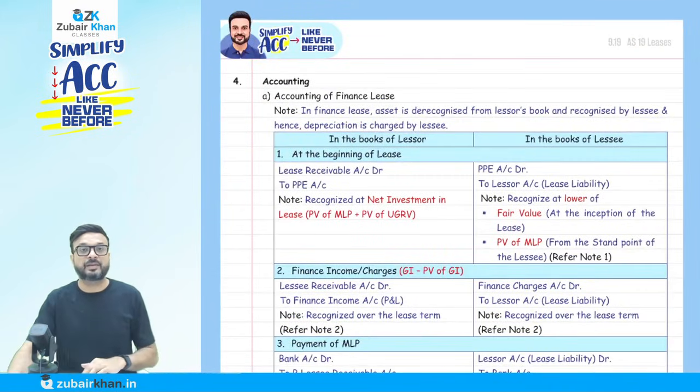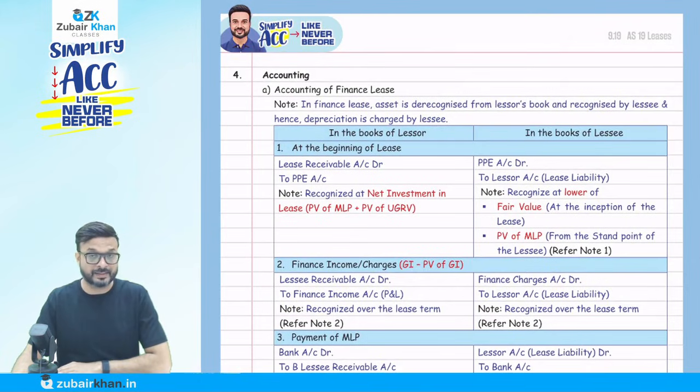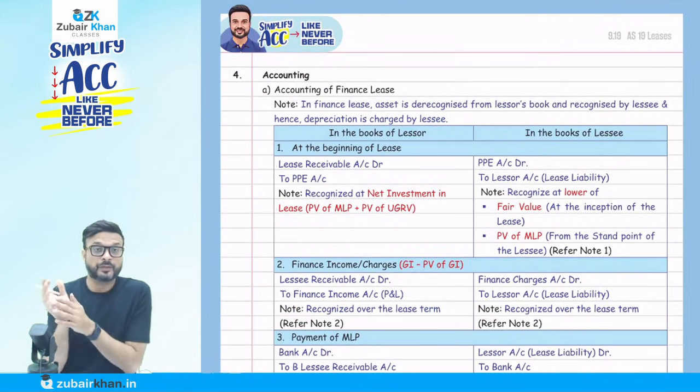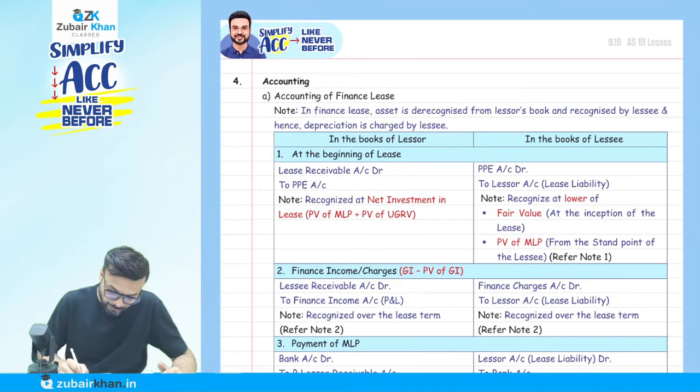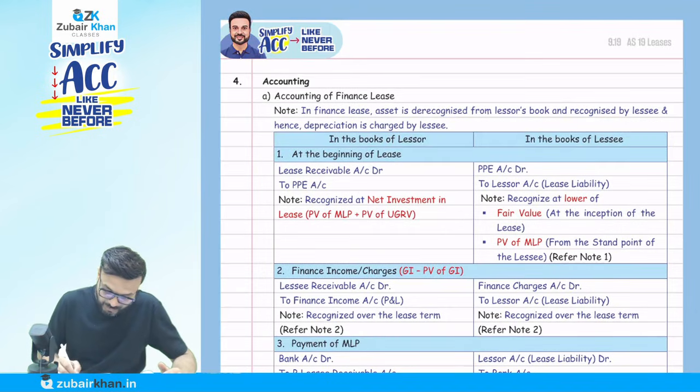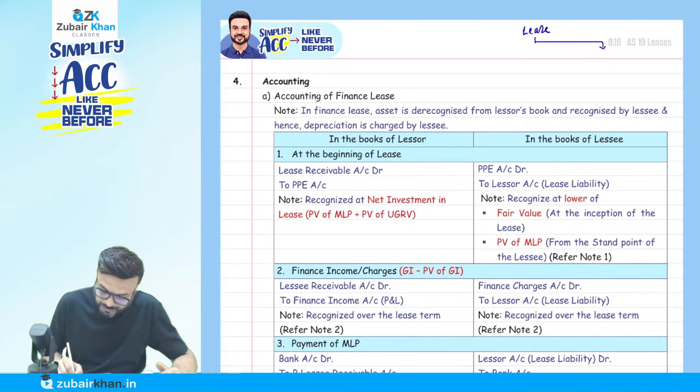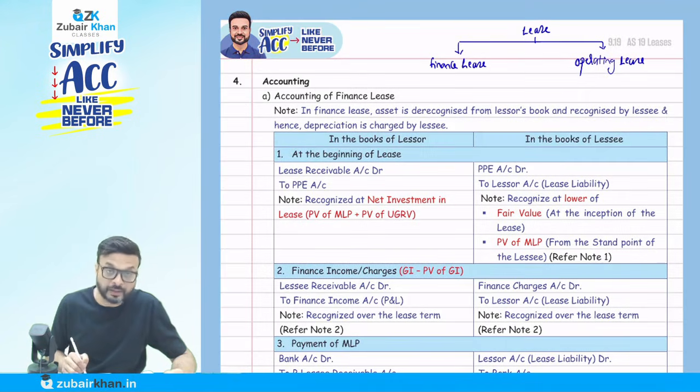Now the main part comes. We'll discuss how to do the accounting in the books of lessor and lessee. So accounting of finance lease. But before we discuss this accounting, remember one thing. When we talk about the lease, how many types of lease are there? Two. The finance lease and operating lease. So let me write it down. Finance lease, and we have here operating lease. Okay, finance lease and operating lease.